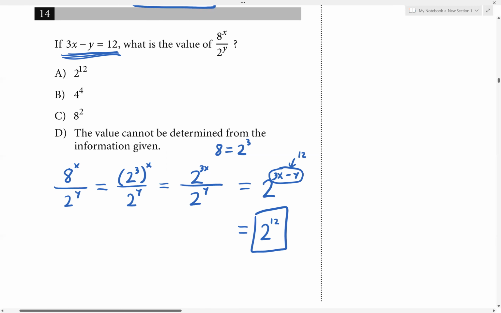They had to give us that, otherwise we'd never know what 3x minus y is. They told us 3x minus y equals 12. So this whole thing will be 2 raised to the 12 power, which gives us answer choice A for number 14.